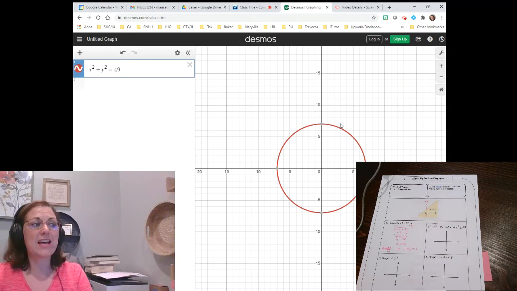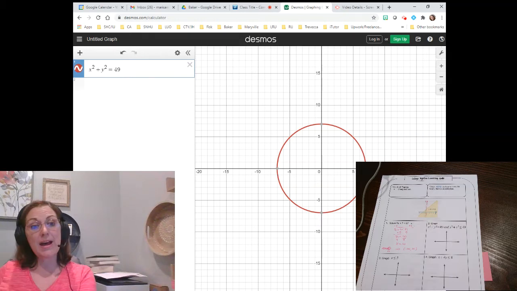Okay. Now, friends, that is a circle, right? And I want you to notice that when I hover over these points, Desmos tells me those endpoints are 0, 7, negative 7, 0, 0, negative 7, and the other one 7, 0.